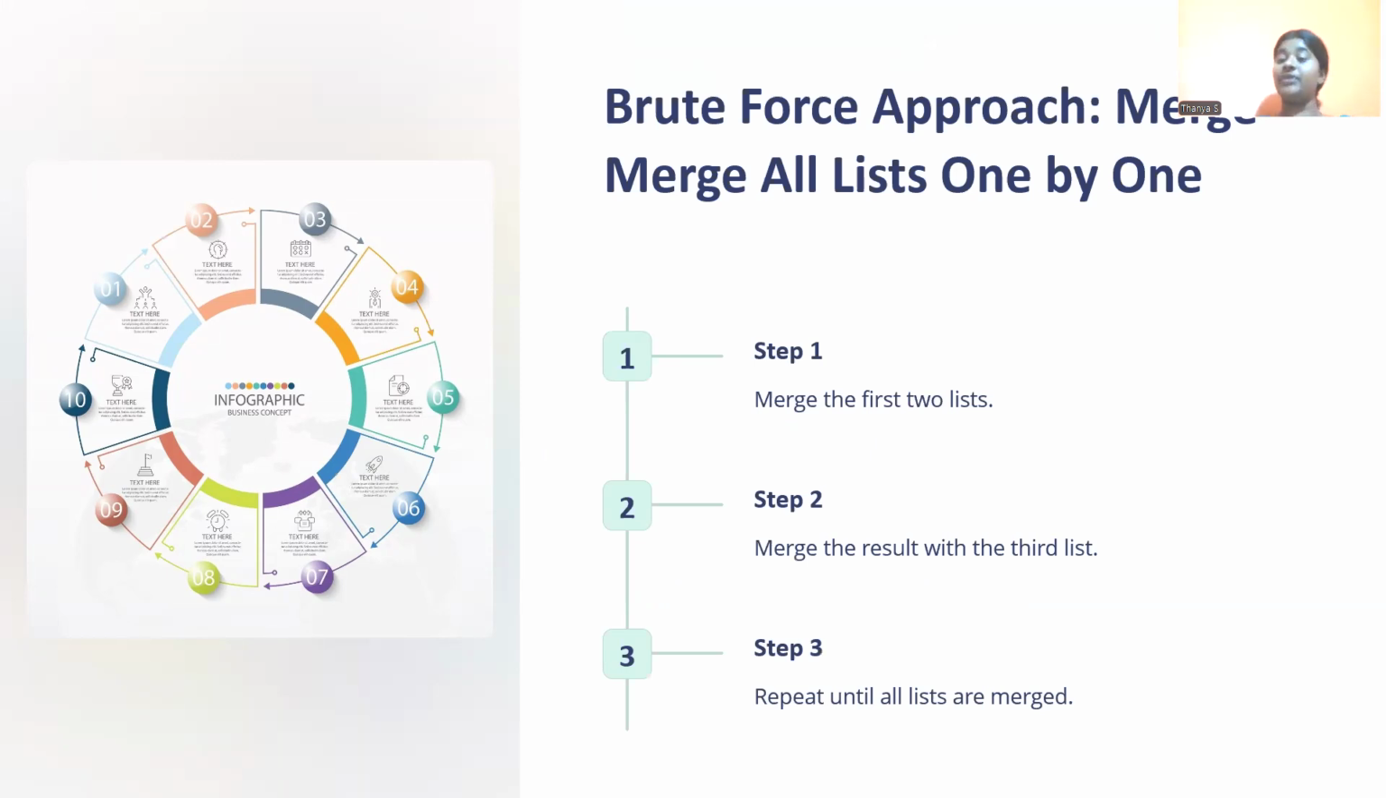For example, if we take numbers like 2, 3, 4, 5, 6, we take the first two lists and merge them, and again with the help of that merged list, take another one and merge it together. Do it until it becomes a single merged list in ascending order.